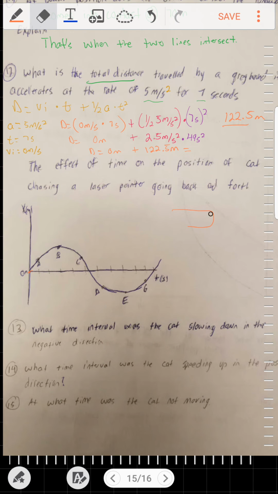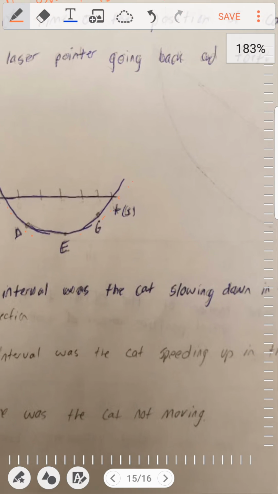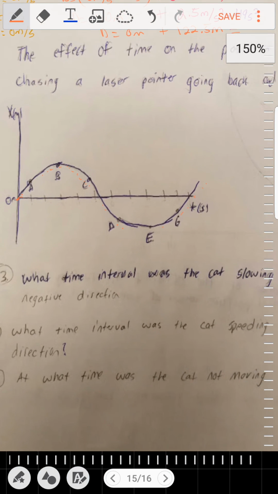Okay, so let's see what the questions are asking then. So again, it's traveling away from 0, then back towards 0, then away from 0, then towards 0, and so on and so forth, right? It asks, at what time interval was the cat slowing down in a negative direction? Going in a negative direction is going towards 0. So where is it going towards 0? It's going towards 0 here, and it's going towards 0 here. Okay?